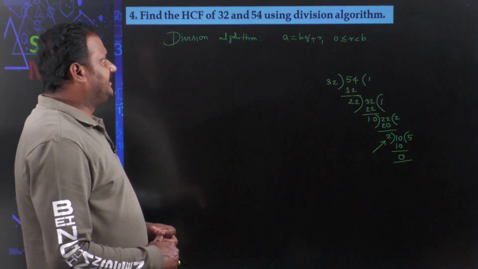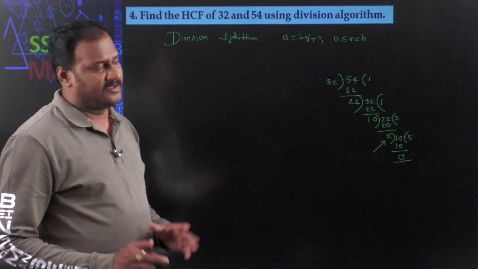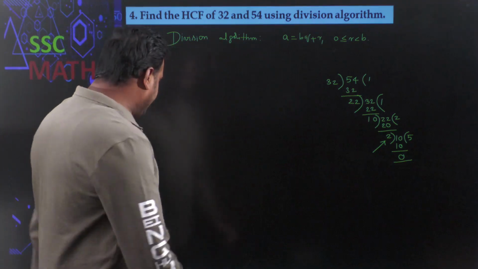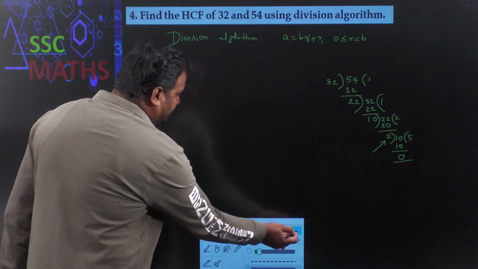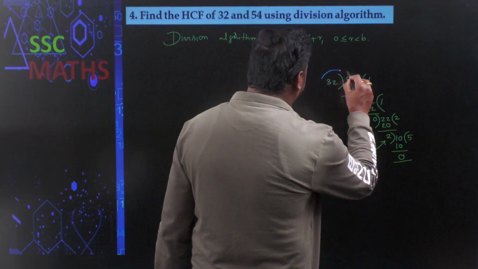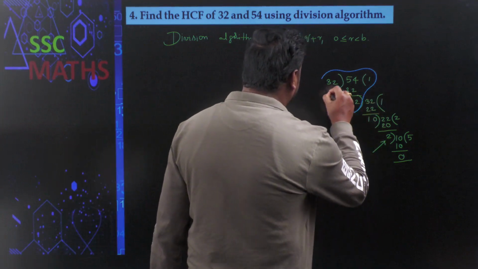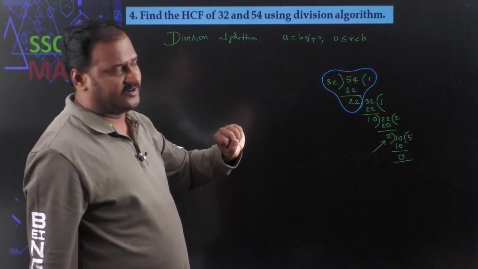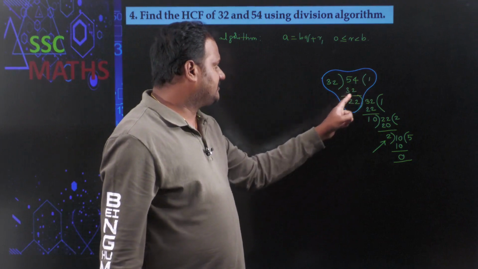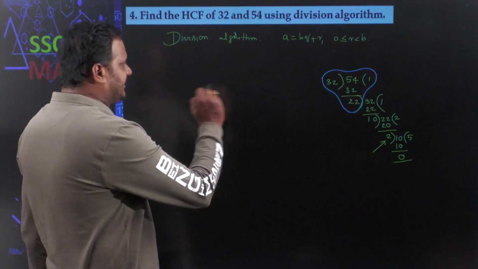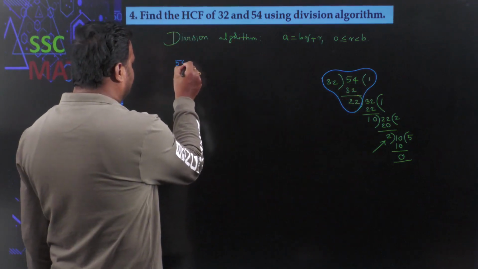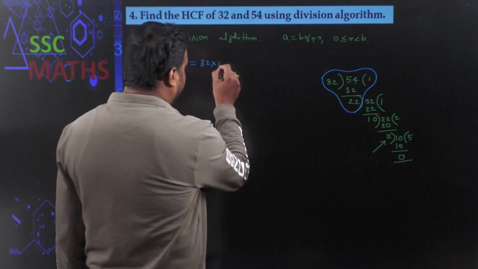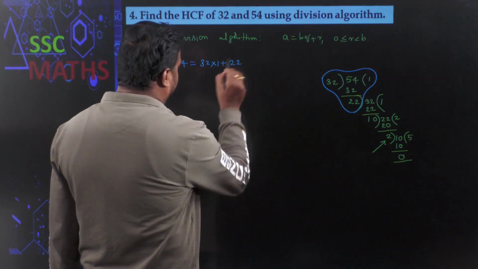Now how do you write them in division algorithm form? Please do remember how many divisions have been performed. This is the first division that is performed here. Correct? I am going to write that first division in division algorithm form. Dividend is equal to divisor into quotient plus remainder. Clear? So dividend is equal to, that means 54 is equal to divisor into quotient plus remainder, that is 22.